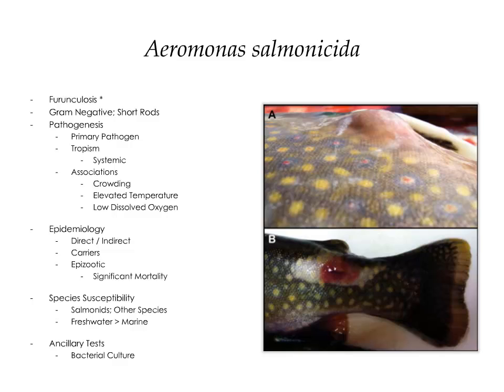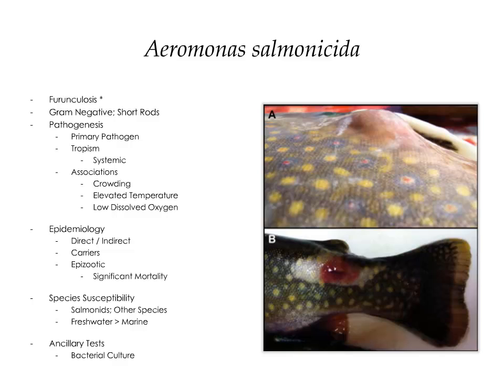Aeromonas salmonicida is the agent responsible for furunculosis, which is an annually notifiable disease. This is a gram-negative, short, rod-shaped bacteria. It's a primary pathogen and responsible for systemic infections. Outbreaks are typically associated with crowding, elevated temperature, and low dissolved oxygen.